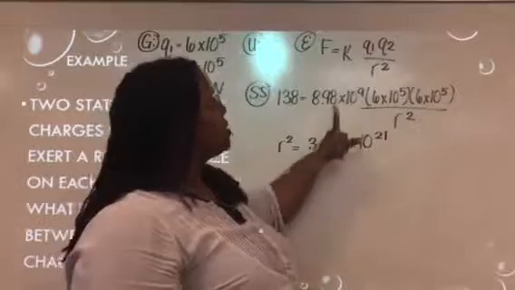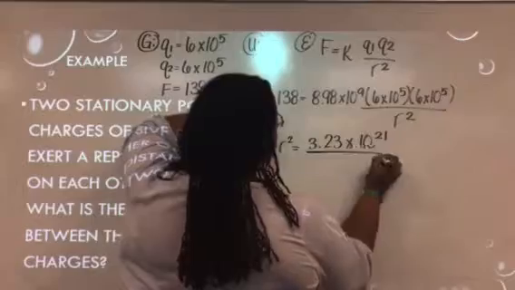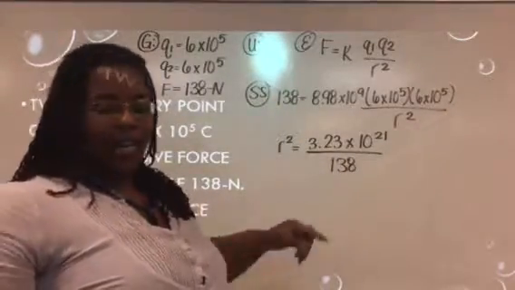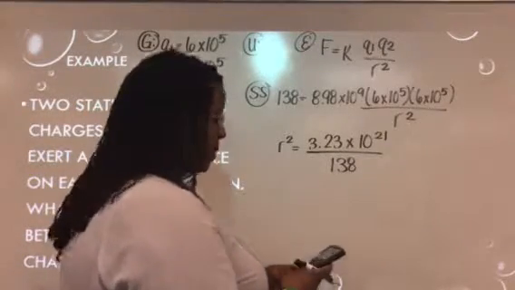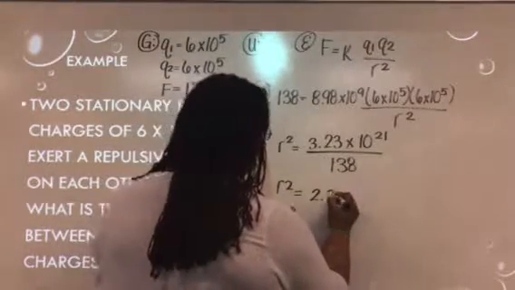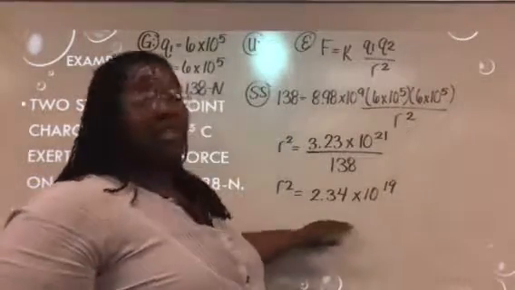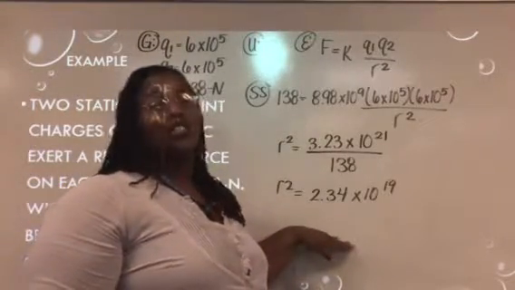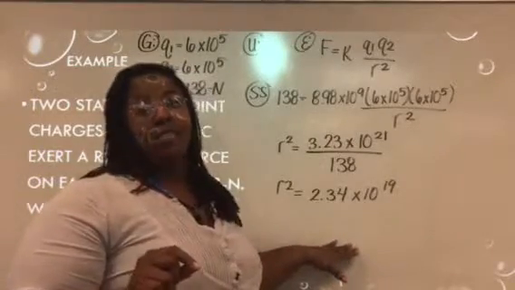I got this number here from simply multiplying straight across. And of course, our 138 will come to the bottom. Now, let's simplify here by dividing. And we end up with r squared equals 2.34 times 10 to the 19th power. Now, it's easy to stop here. And if you're taking a standardized test, this is exactly that first answer choice that they may offer you. But be careful. Math is in the numbers and math is in the units.